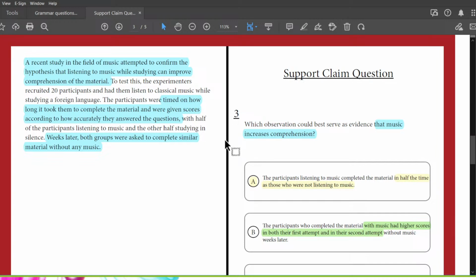So I think, well, are you saying that you think that in the second opportunity they aren't studying? No, I mean, it says that studying while listening to music improved results. But it says that in the second attempt they didn't listen to music, right? Right.